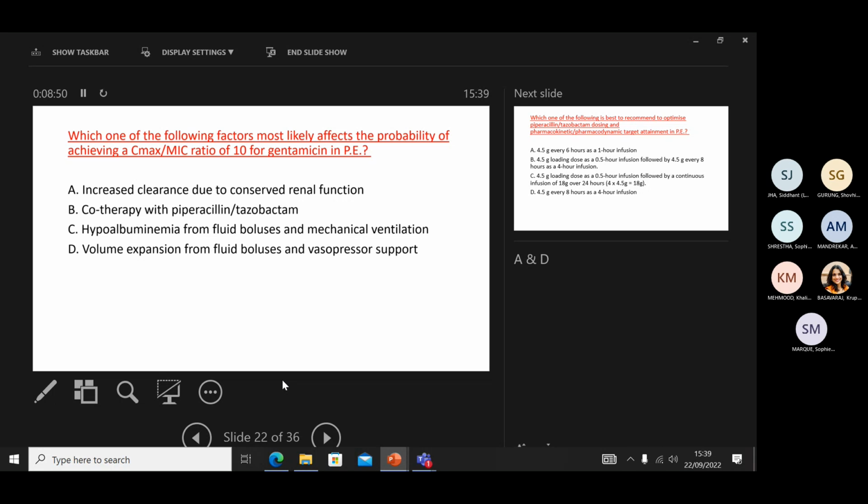And the answer is A and D, basically. With gentamicin and piperacillin, co-therapy doesn't increase the effect. That might actually minimize the effect. You shouldn't give them back to back, you should give them a bit separate. And gentamicin doesn't bind to protein, so the albumin won't affect it.